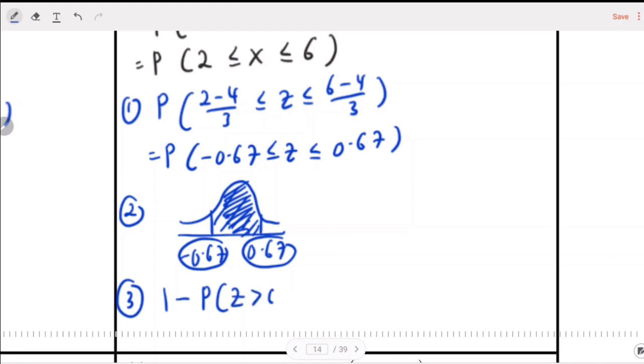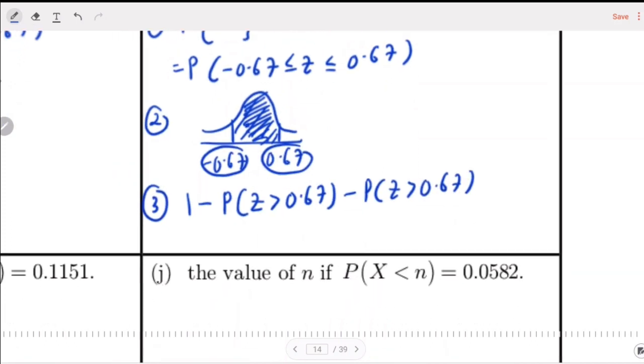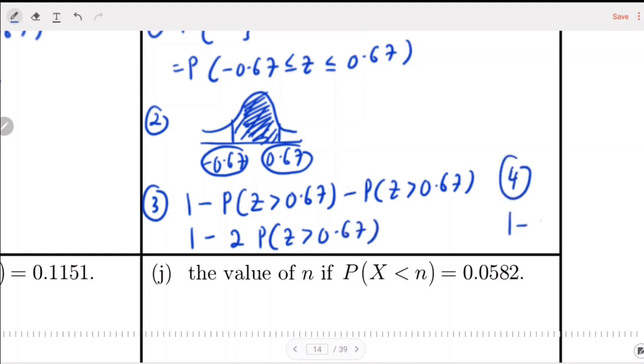So Z greater than 0.67 and also Z greater than 0.67. Or we could write it as 2 multiply with P(Z greater than 0.67). So for the last step, it's going to be 1 minus 2 and then multiply with 0.2514, which will give us the value of 0.4972.